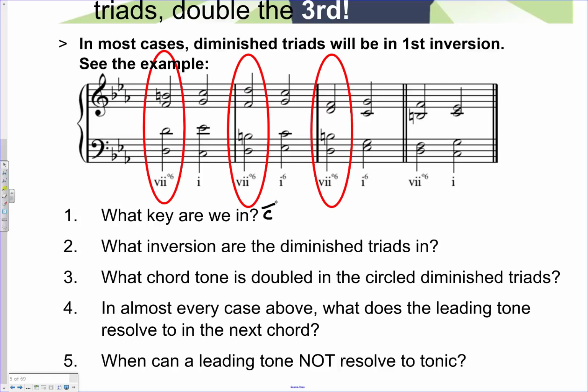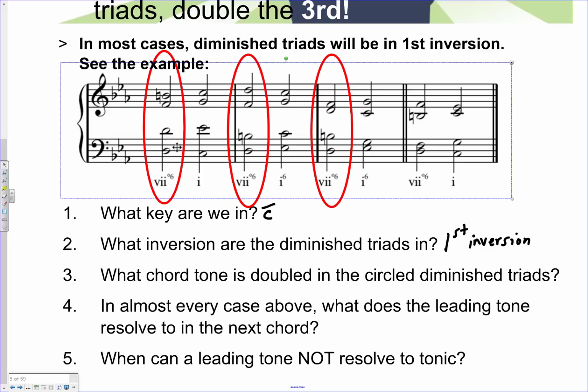So question 2, what inversion are the diminished triads in? Hopefully you said first inversion. What gave that away? The 6 did in the figured bass. So let's spell our diminished triads. In the first one, we have a D, F, B. I can rearrange those into superimposed thirds. So my diminished triad is a B, D, F.